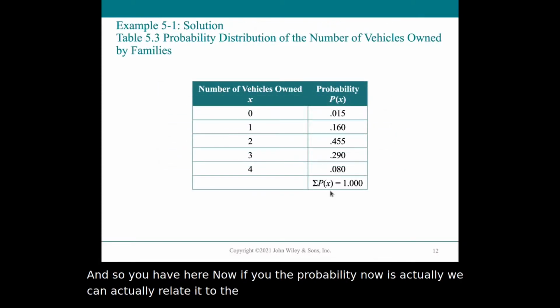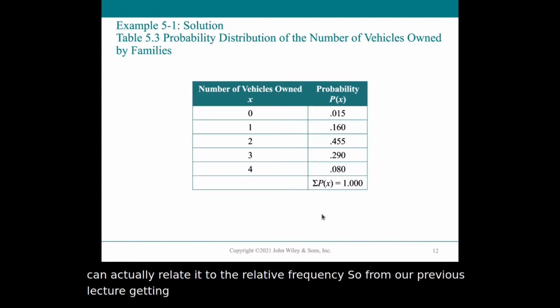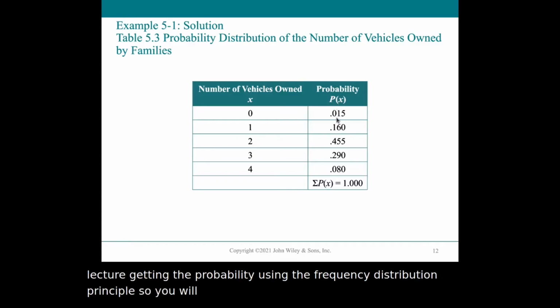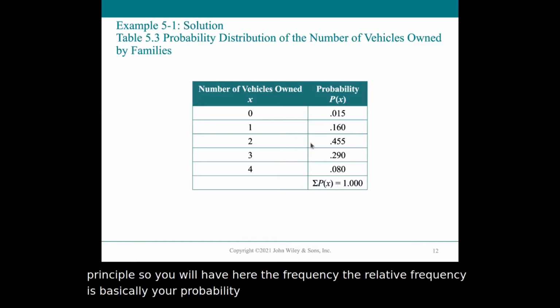frequency. So from our previous lecture, getting the probability using the frequency distribution principle. So you will have here the frequency, the relative frequency is basically your probability. So you will get here the total mass, which will be equal to 1.00.